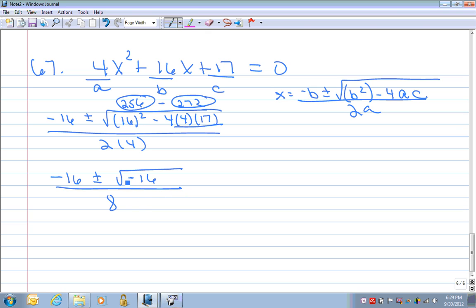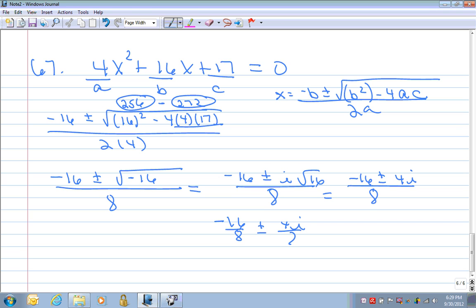We're going to take an i out for the negative, so I'm going to rewrite this as negative 16 plus or minus i times the square root of 16, over 8. We're going to simplify a little bit further. We have negative 16 plus or minus 4. The square root of 16 is 4, so 4i over 8. And since 8 is a shared denominator, we're going to break it into two different fractions. We have negative 16 eighths plus or minus 4i over 8.